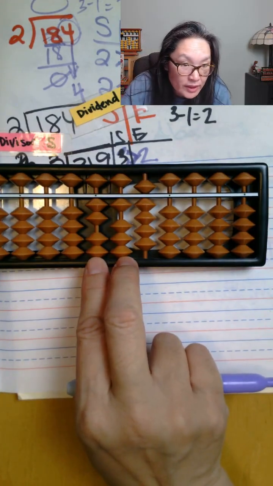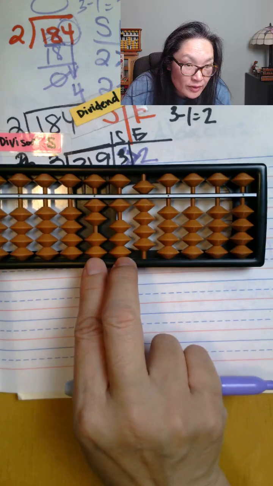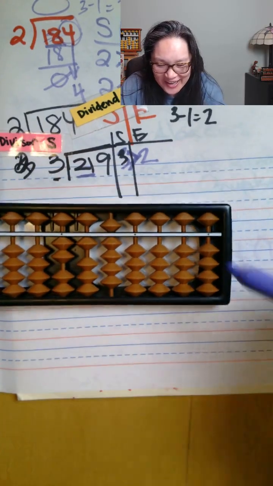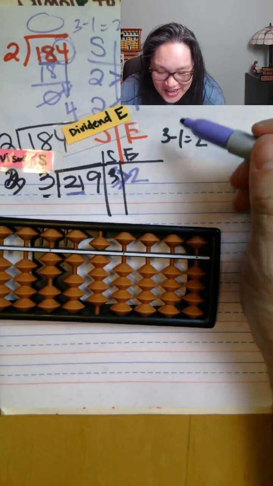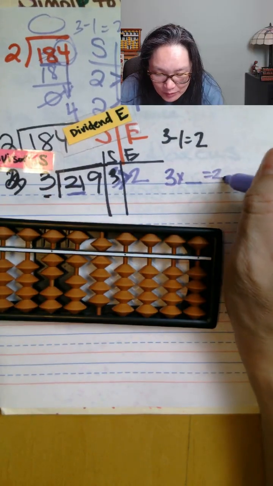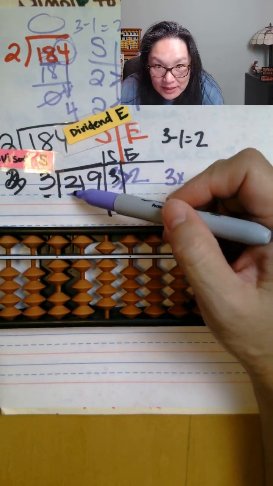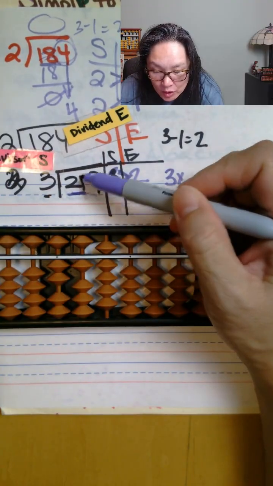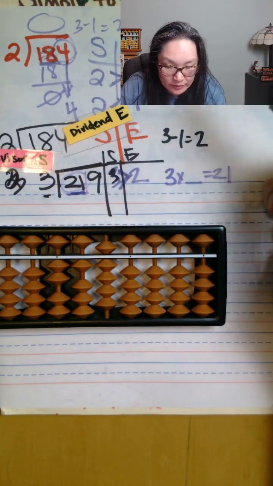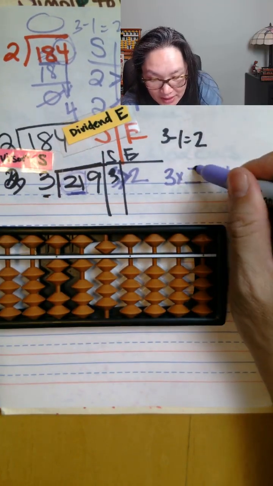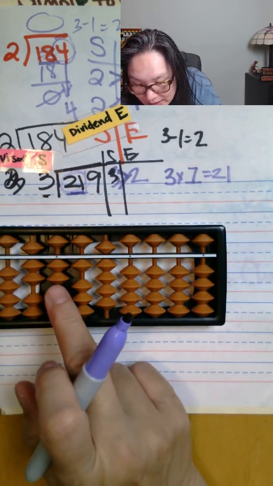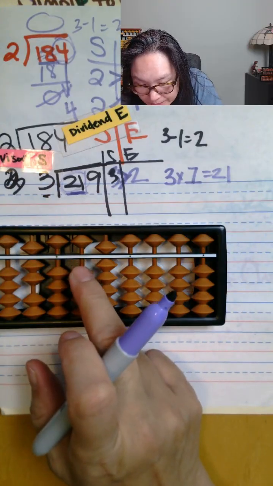What times 3? 3 times what is equal to 21? Make sense? Because I want to take two digits. One digit doesn't work. So 3 times 7 is equal to 21. I add 7, take away 20, take away 1.